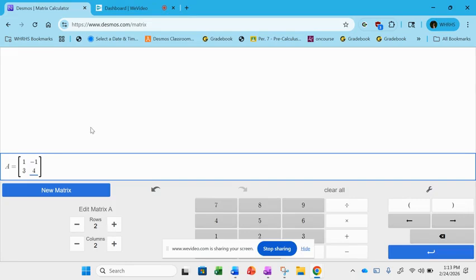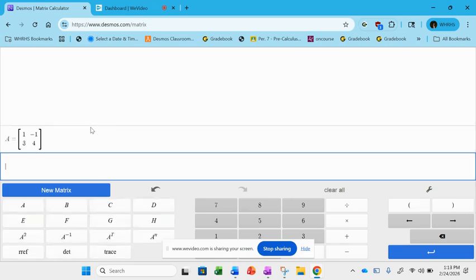Keep up with us. All right, now to save this in Desmos memory, we're going to press enter. Okay, now let's say I want to find the determinant of this matrix. Right, so I'm going to enter that matrix in, press enter.